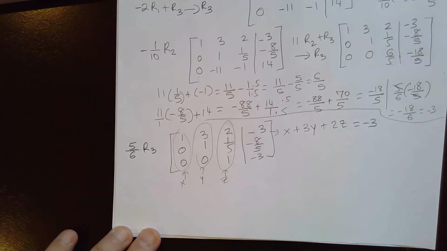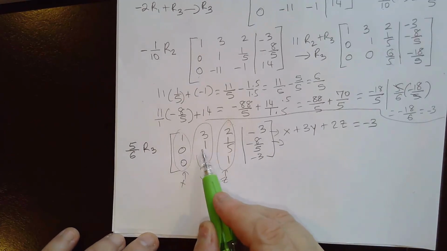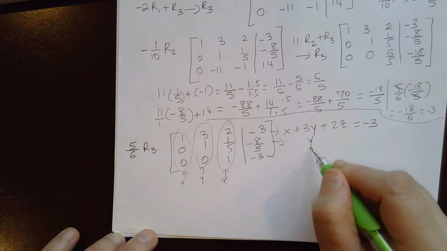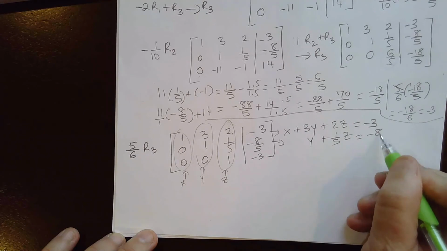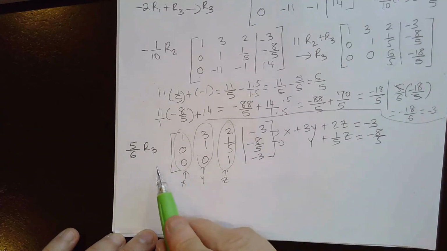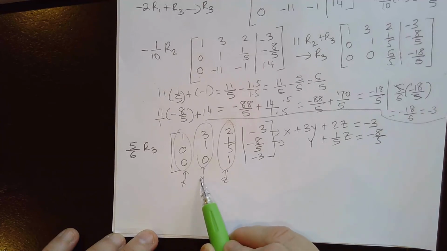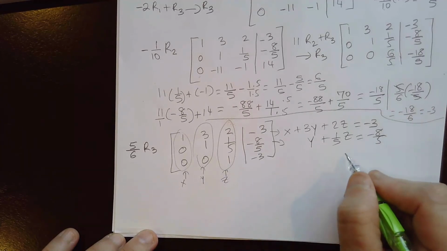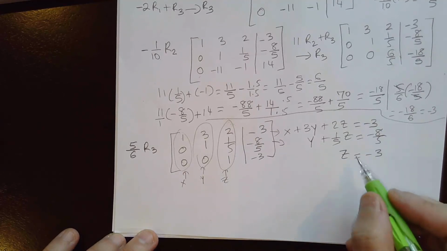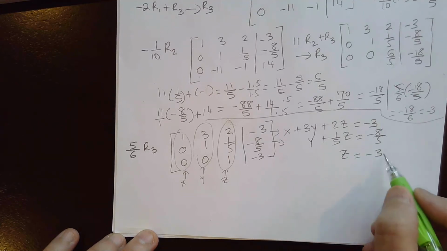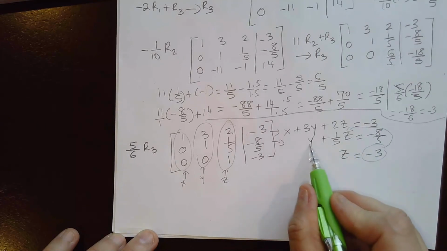That's our first equation. The second equation, 0x, so I can ignore that, plus 1y, or y, plus 1 over 5 z equal to -8 over 5. And the last row, that's 0x plus 0y, so I can ignore that, plus 1z. So 1z or z equal to -3. I already have a solution for one variable, z. Now if I plug in the value of z in the second equation, that will help me solve for y.